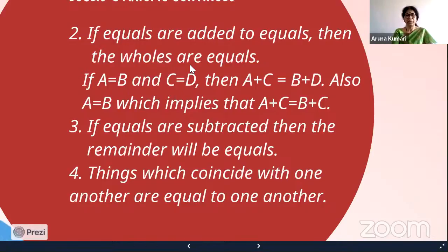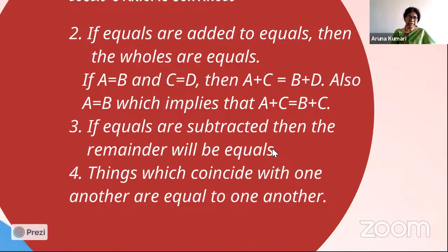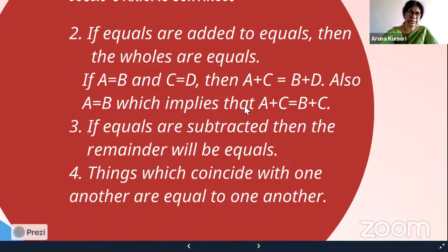Understand? Okay. Next, this is the third axiom of Euclid. What is it? If equals are subtracted, then the remainders will be equal. Equals are subtracted from equals. The same thing: when we are adding, if equals are added to equals, then the wholes are equal. Like that, if equals are subtracted from equals, then the remainders will be equal. Here wholes, here remainders.